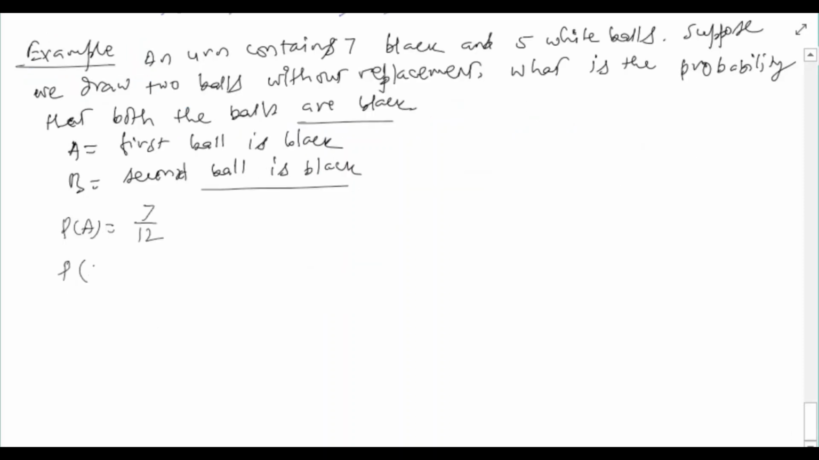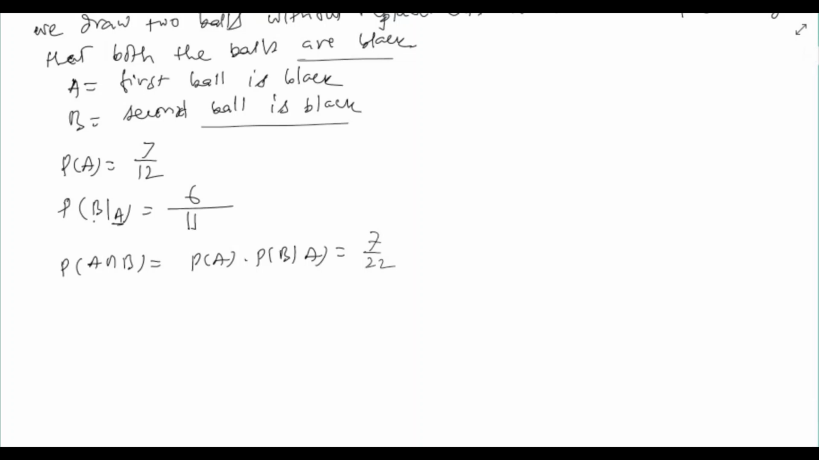Similarly, probability of B given A can be computed as follows. So given that the first ball was black ball, now there are only 6 black balls, so there are total 6 plus 5, 11 balls, out of which 6 are black. So given that the first ball was black, the probability that second one will also be black will be 6 by 11. Now I can use chain rule to compute probability of A intersection B, which will be simply product of P(A) and P(B given A), and it turns out to be equal to 7 by 22.